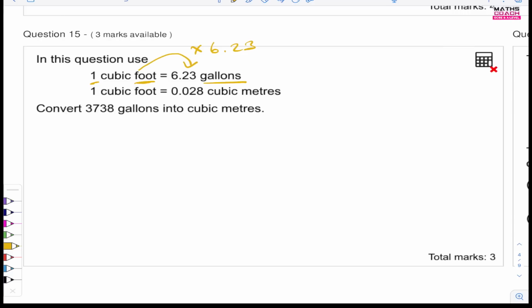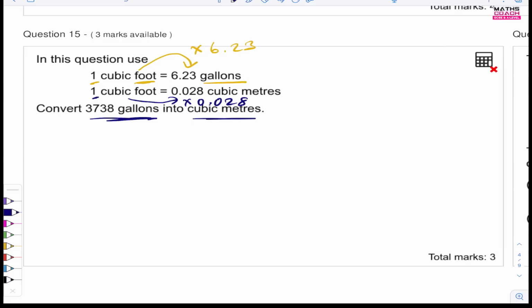And if you look at the second one, we can do something similar. How does foot become cubic meters? Well, 1, how do you get it to become 0.028? Well, you multiply that by 0.028 as well. So we want to convert gallons into cubic meters. So how am I going to answer this question? Well, first of all, I'm going to go from gallons backwards to cubic foot by doing the opposite of this, which is to divide by 6.23. And then once I've got cubic foot, I'm going to multiply by 0.028 to get it into cubic meters.